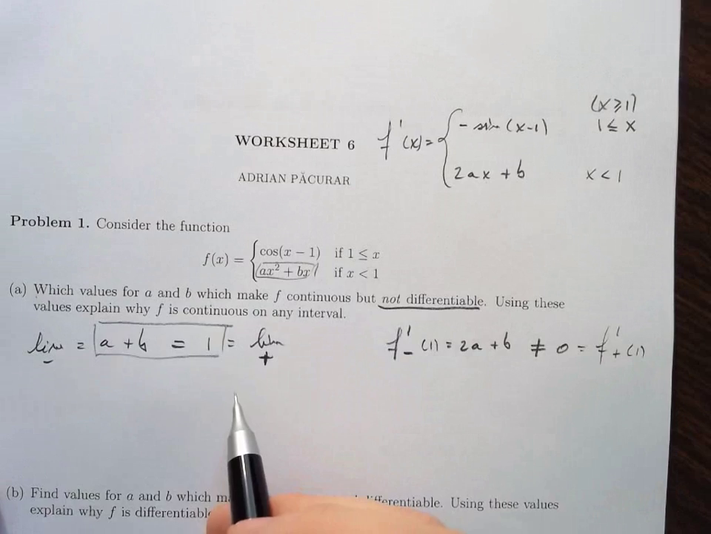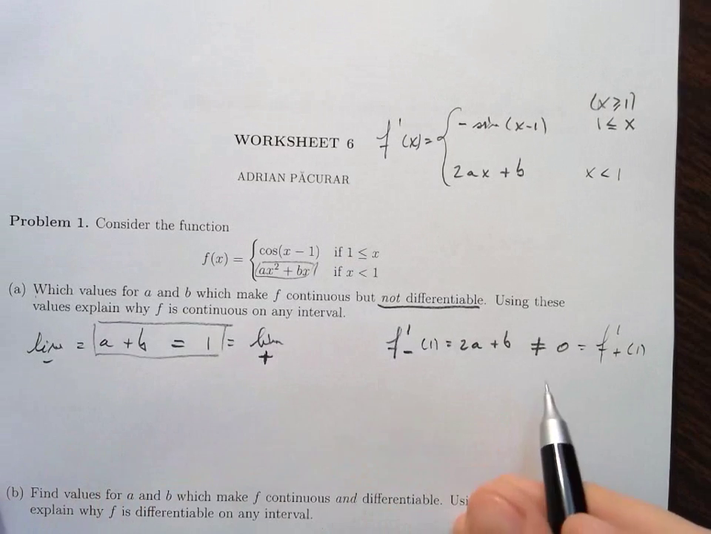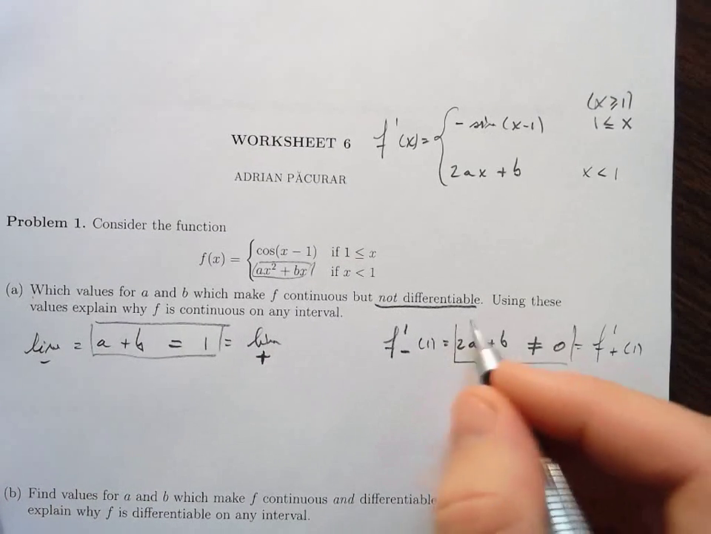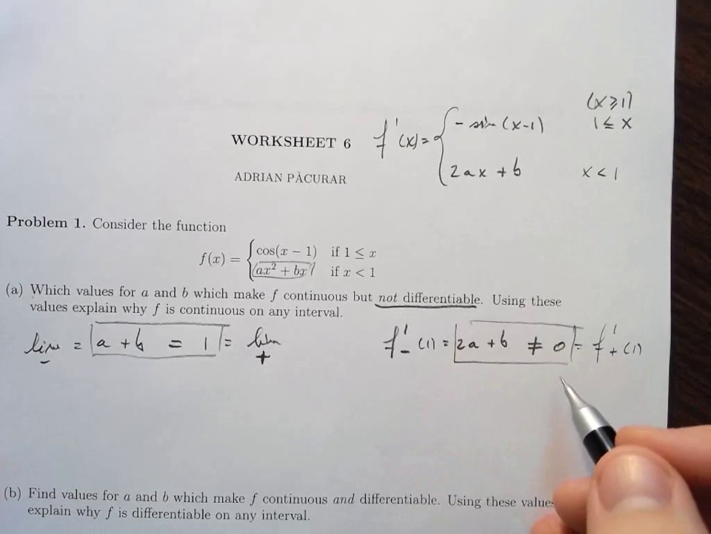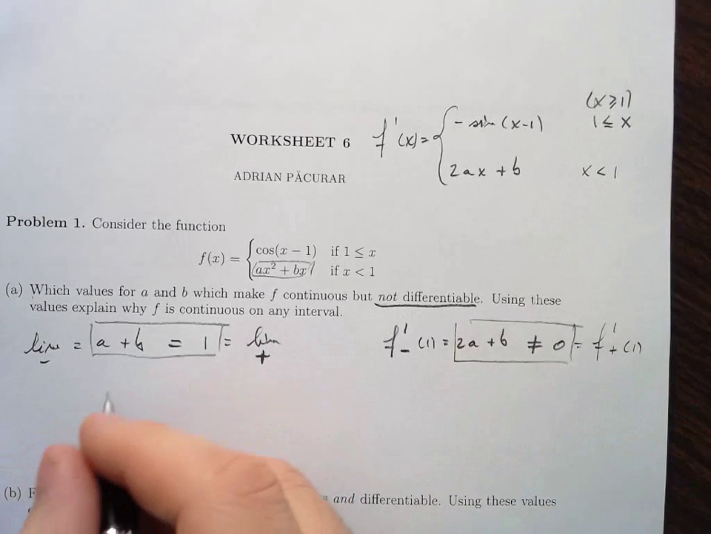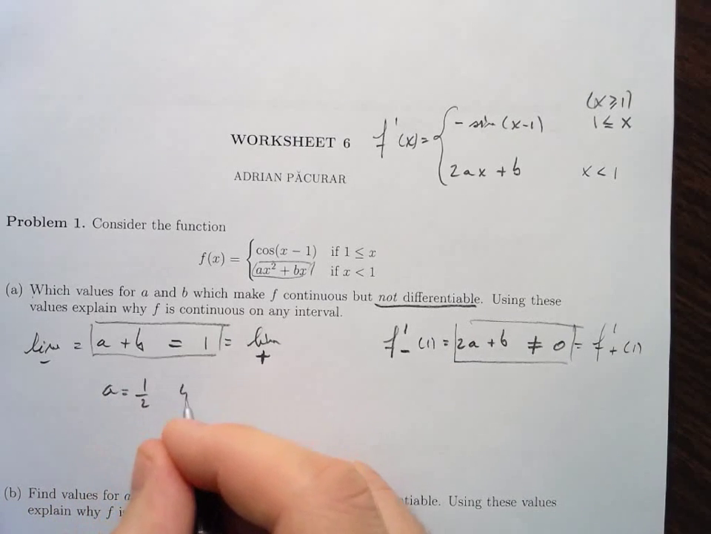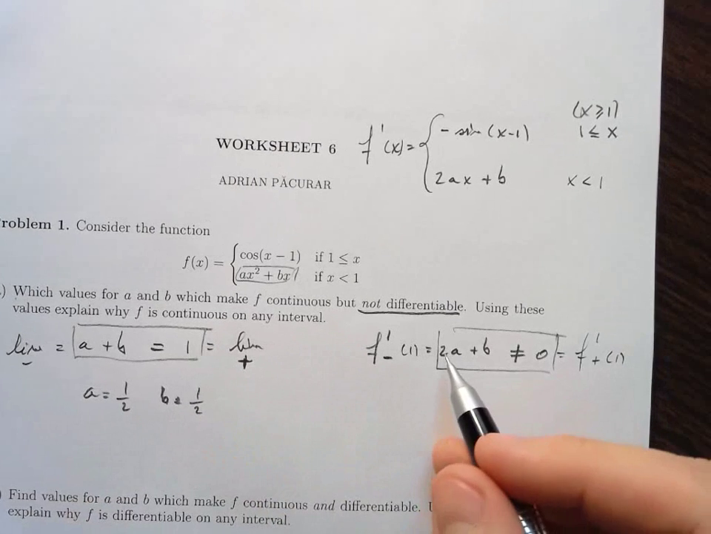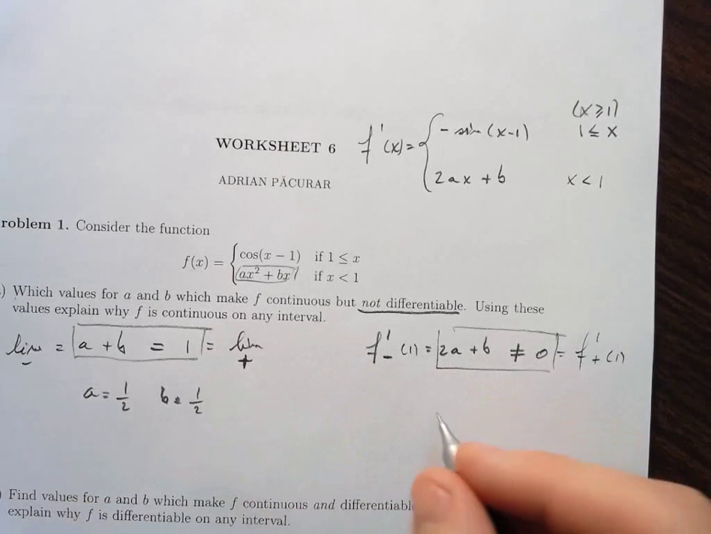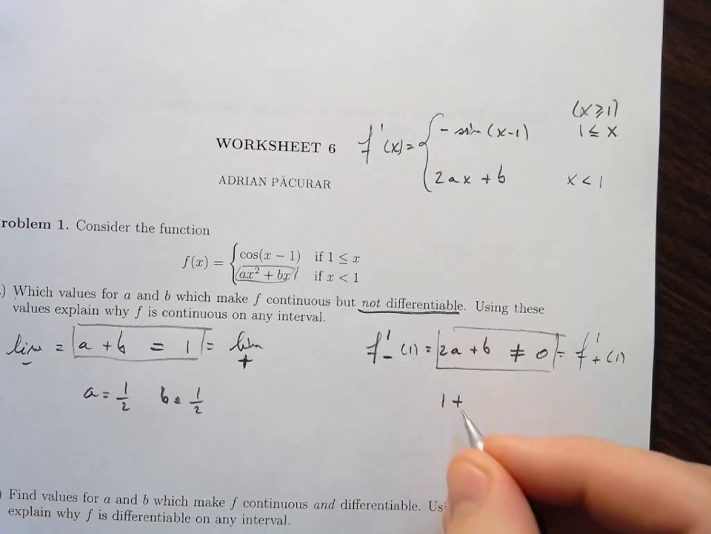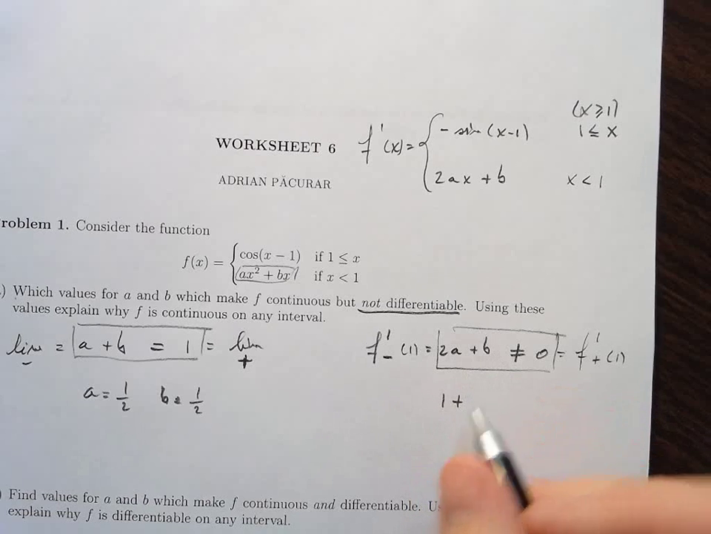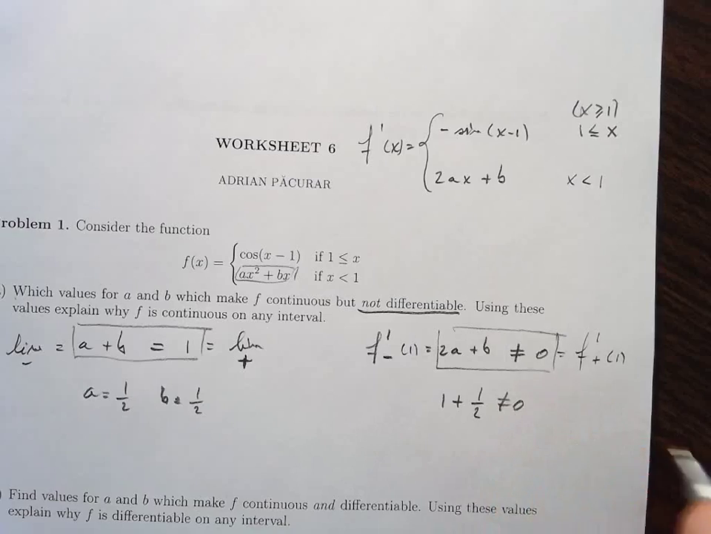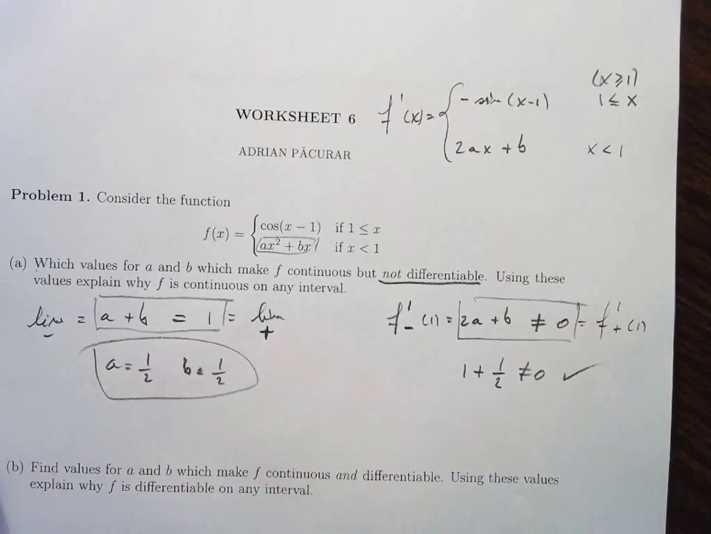Okay, so let's take a look now. What's the choice of a and b that are going to make this first equation work, and the second one also true? Well, I could take a equals a half and b equals a half, for example. And they are going to add up to 1. However, 2a plus b becomes 2 times a half, which is just 1, plus a half. This is definitely not 0, so we are okay. So this is a good choice for a and b.